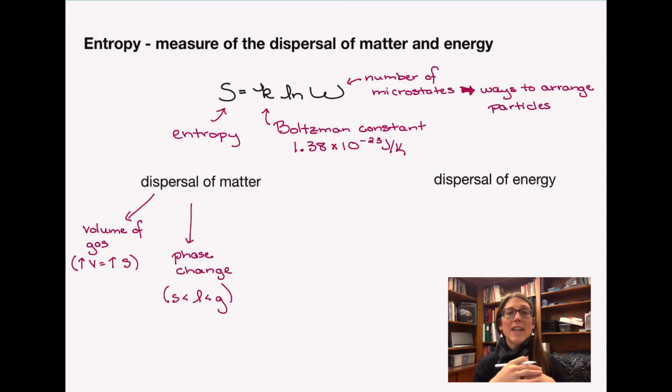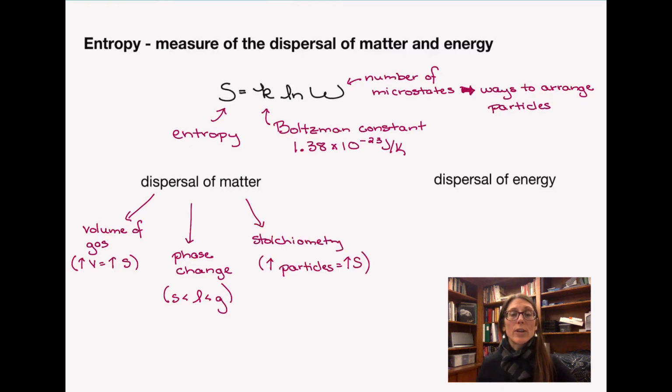You can also just have more particles. If you look at stoichiometry during a chemical process, if you end up making more particles, now you have more things that you can arrange, and there are more possible ways to arrange them. So having more particles will also increase your entropy. It's worth noting that the impact of the number of particles is especially important when it comes to gases. Because those particles are moving so much more and already have a higher entropy, having more moles of gas has a huge impact on your entropy for the system.